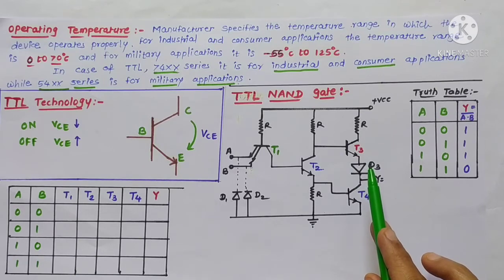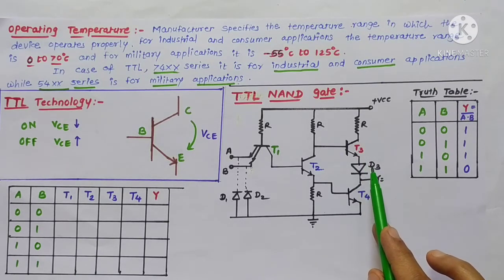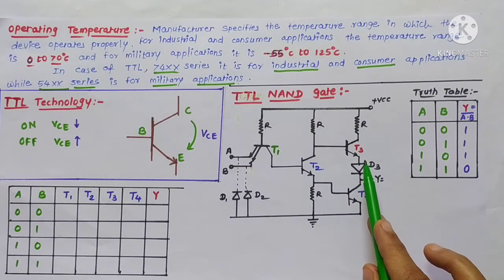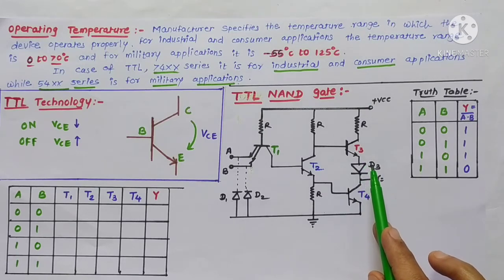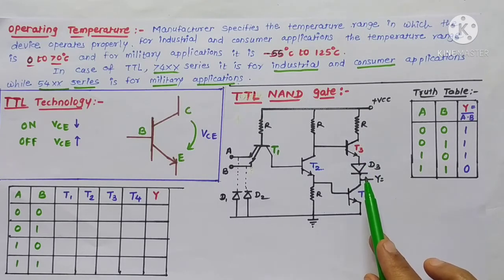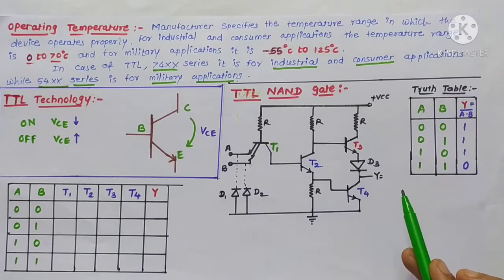To avoid this, diode D3 is inserted so that the voltage required to turn T3 on will be about 0.7 volt of the diode plus the 0.7 volt base emitter drop of T3. The collector voltage must then be at 1.4 volt, but that is practically not possible.